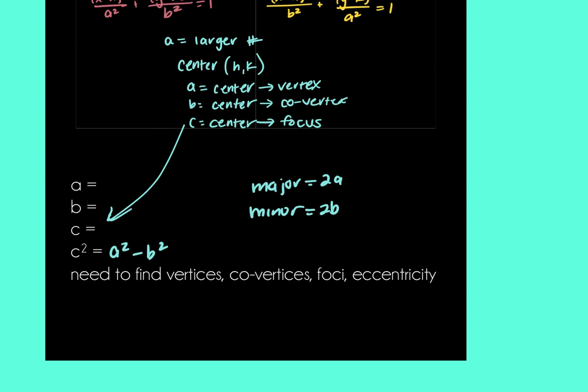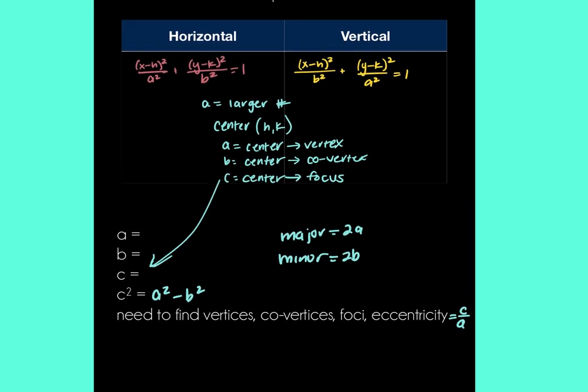You've got to be able to find the vertices, the co-vertices, the foci, and the eccentricity, which is C over A. Remember, the closer that is to 1, the more flat it is. The closer it is to 0, the more rounded it is. Other way around, sorry.